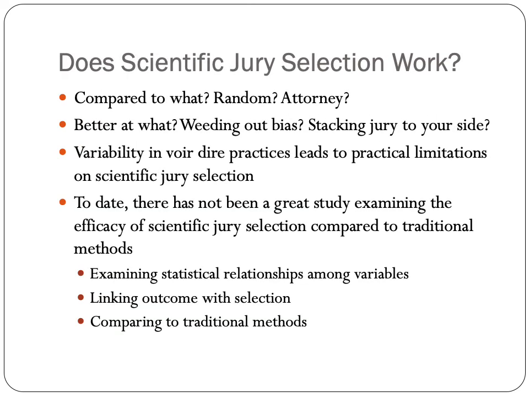Does scientific jury selection actually work? Well, work compared to what? Compared to random? Compared to attorneys? Better at what, right? Better at weeding out bias, or better at stacking the jury to your side? Well, variability in voir dire practices leads to practical limitations on scientific jury selection, obviously, right? There's not been a great study examining the efficacy of scientific jury selection compared to traditional methods, right? Examining statistical relationships among variables, linking outcome with selection, and comparing to traditional methods. It doesn't really work all that well. But there are some case studies that we can look at.